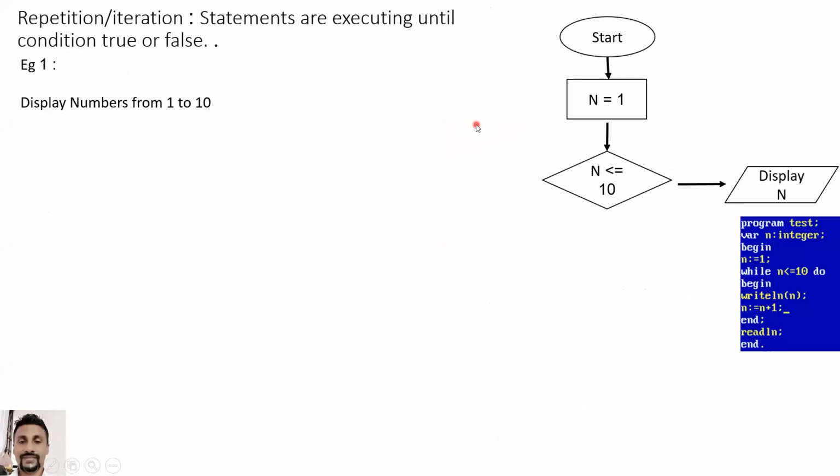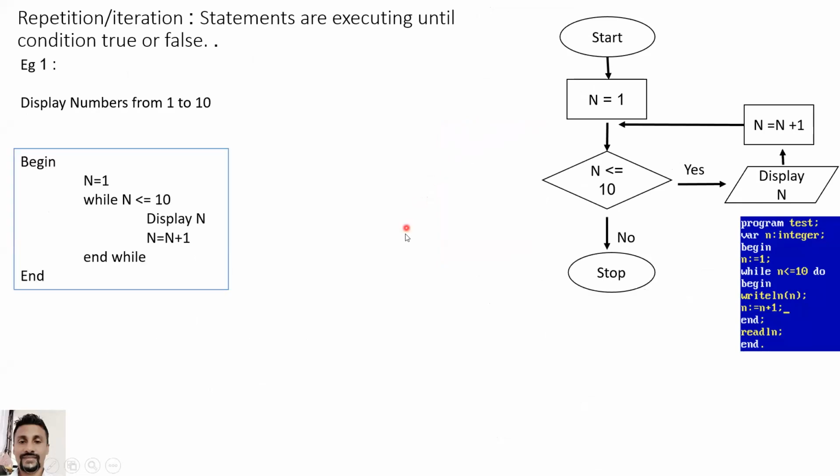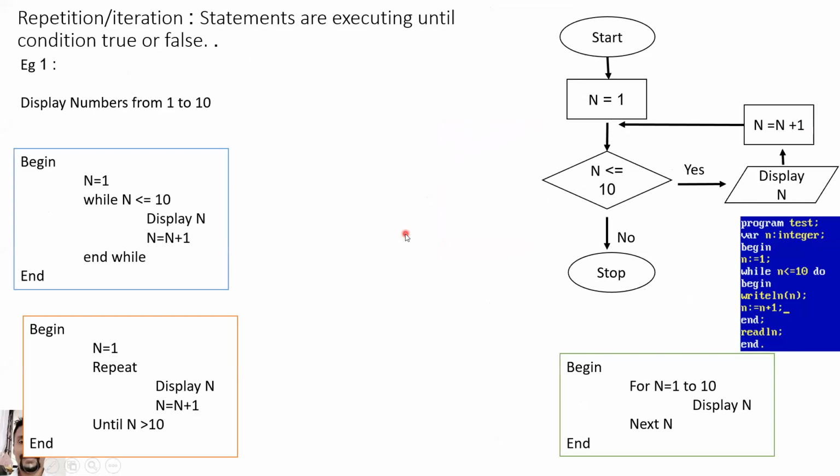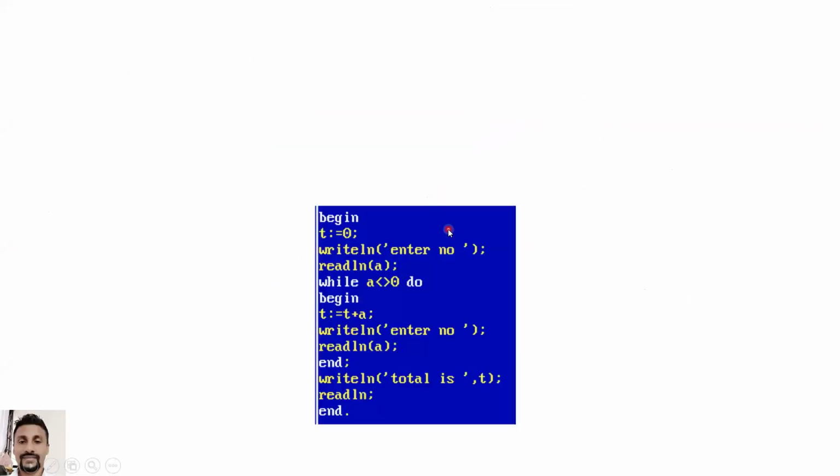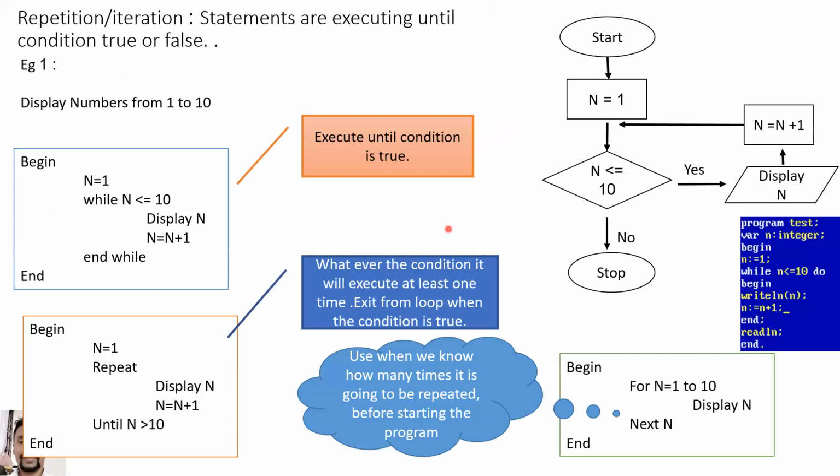Now this is repetition. Most of the students are experiencing problems with repetition. I will explain them. Okay, now my program displays numbers from 1 to 10. Now look at the flow chart first.